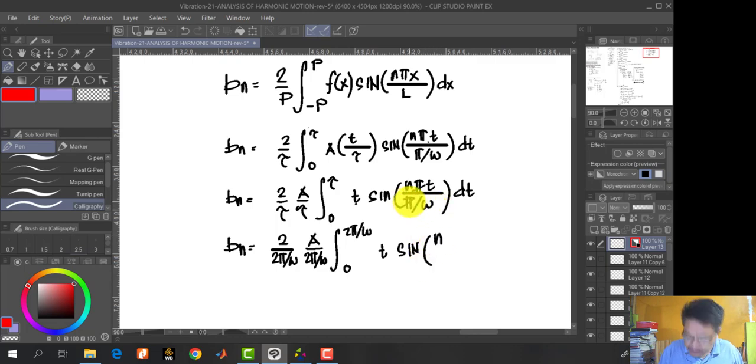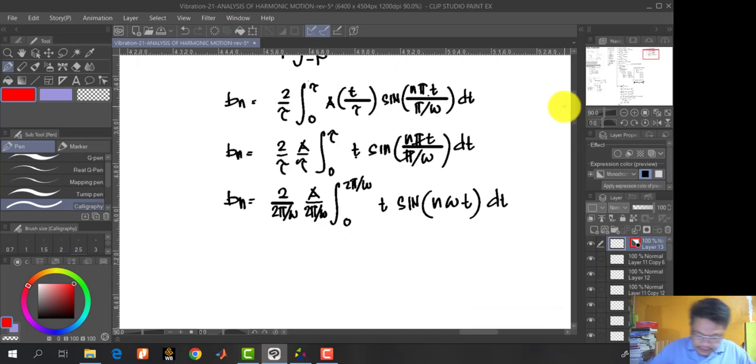Now we already canceled out the pi, so I can say that this will become, let me rewrite this one, my n, angular velocity times time. And this is dt. So from here, I can cancel out the 2 here. So I can directly cancel this one. And let's combine. So I can rewrite my b sub n as that will be my amplitude.